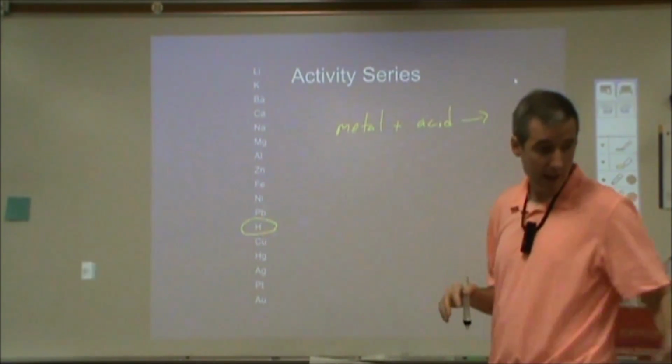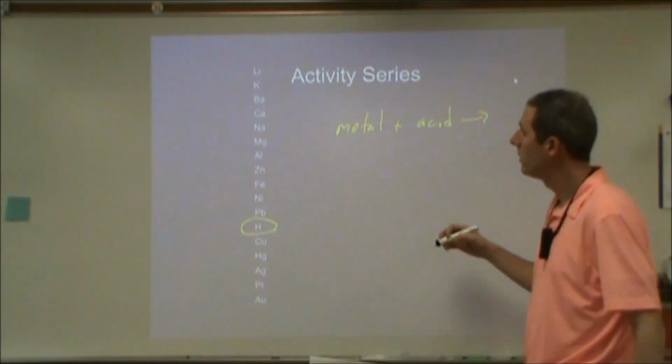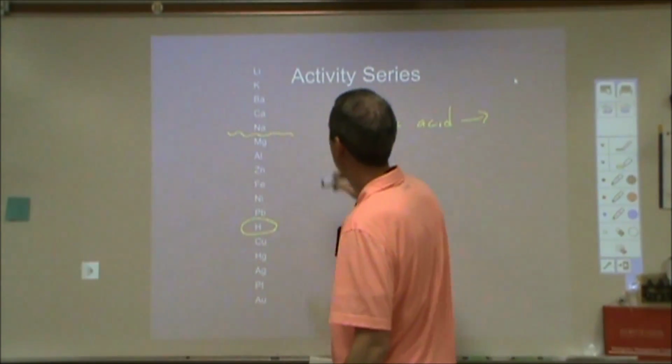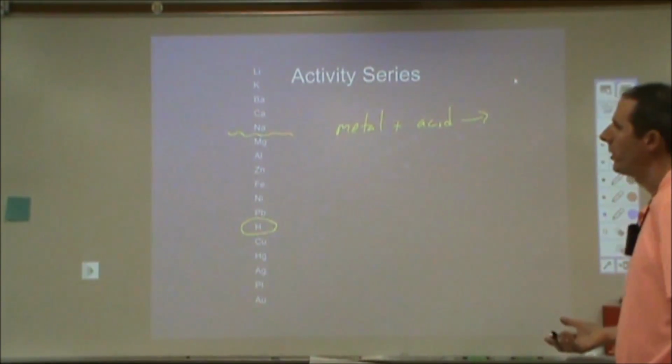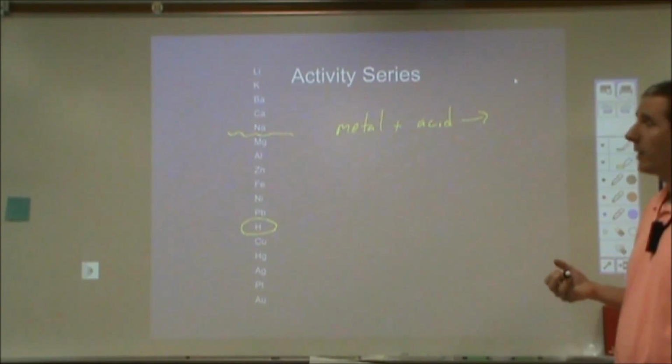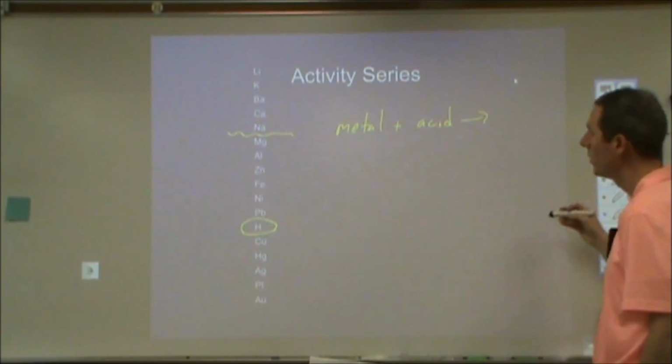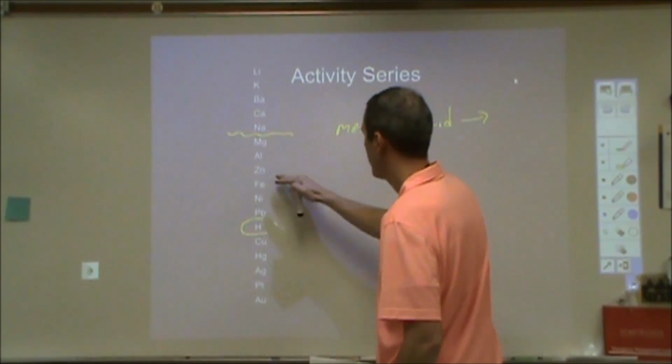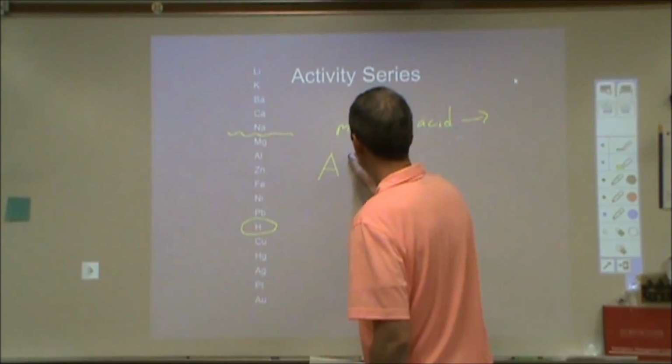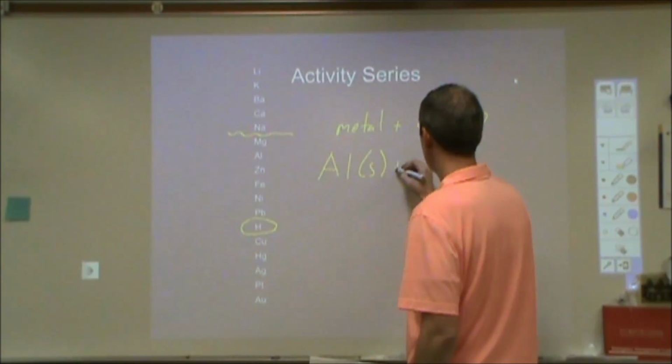And then in addition to that, there is another point, for my activity series up here, it's right here, where the metals above that point will actually displace hydrogen from water. So let's take a look at what those reactions look like. So metal plus an acid. So let's take aluminum metal plus hydrochloric acid.